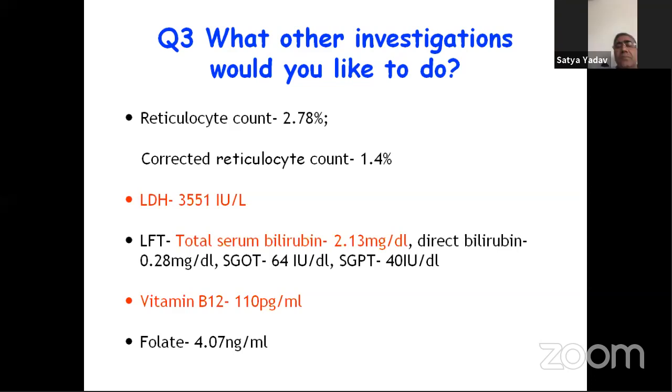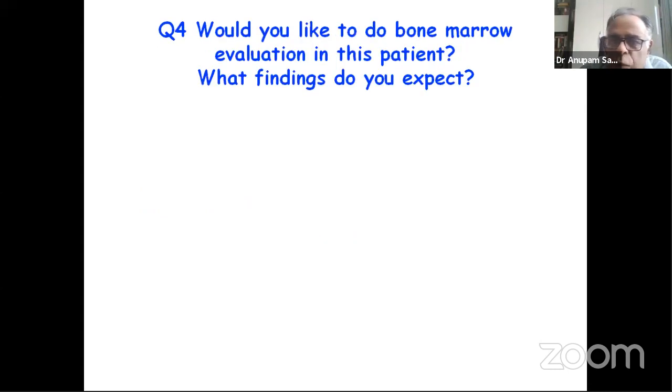Dr. Yadav? This is very much in favor of megaloblastic anemia or nutritional anemia. So a marrow is not required in this child, and we can give a trial of B12 and folate. If everything corrects and the child responds, it can be avoided. But if there is no response, then the marrow may be required. Good. And if you do a marrow, what findings would you expect, Dr. Yadav?